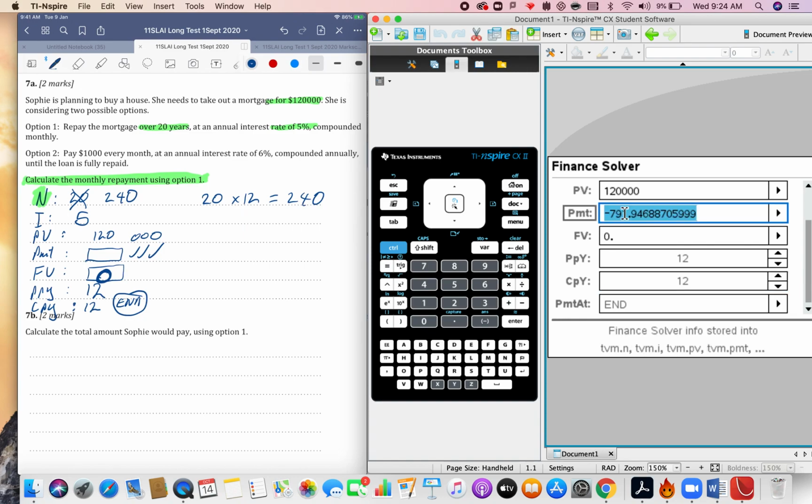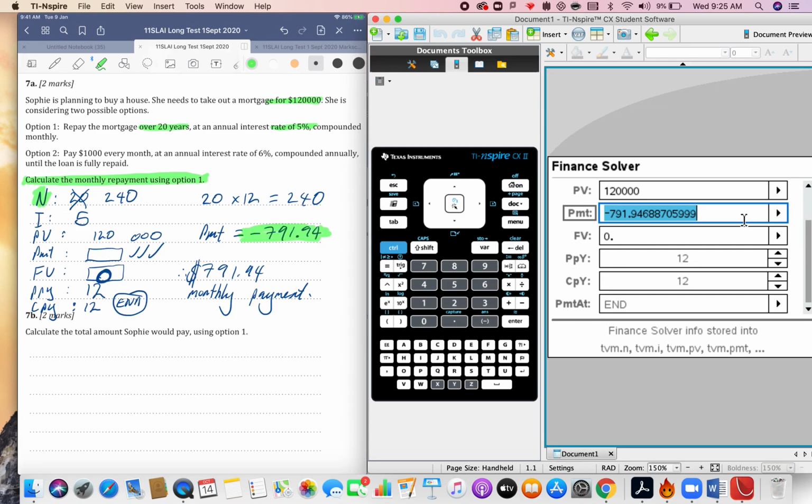Press return and have a little look. Payment says negative 791.95. I'll do it to 2 decimal places, so we have 791.94, no, 791.95 dollars monthly payment. Notice the Finance Solver has this as a negative because that's money going away from you each month.